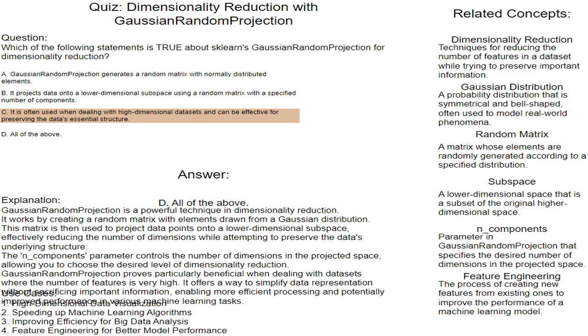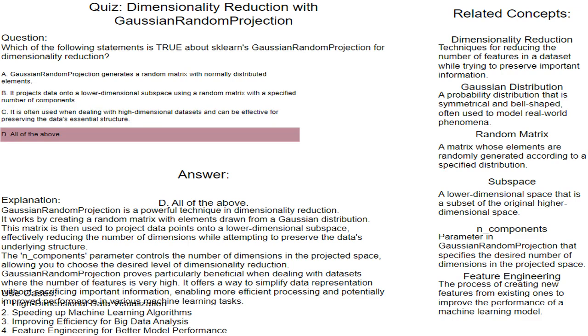Correct. All the statements A, B, and C accurately describe the key features and applications of Gaussian random projection. D. All of the above.